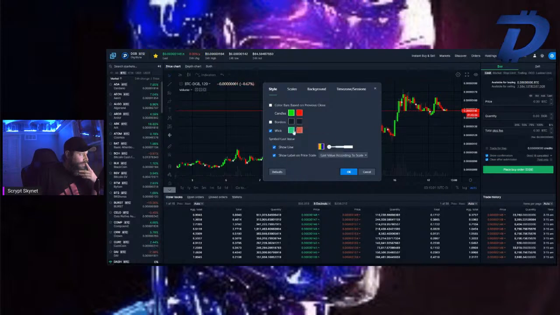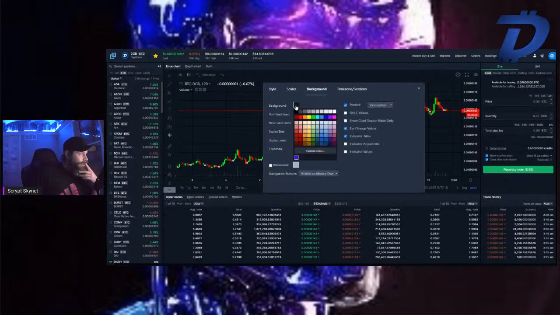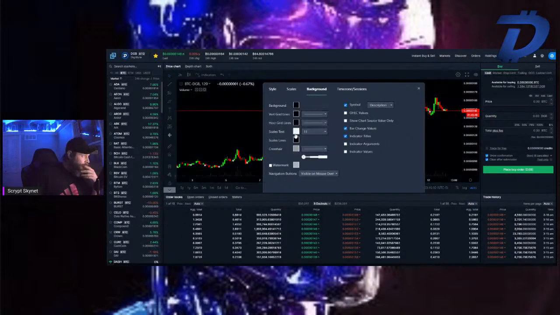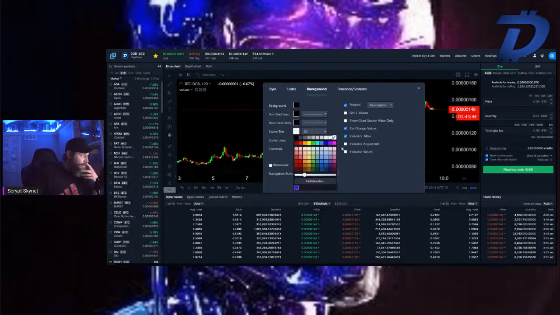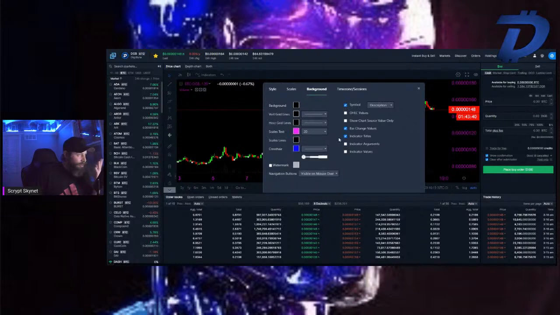Real quick, I'm getting faster at it, guys. And then the background black, right? Yeah. Of course, I want these so you guys can see them. And these are my script Skynet colors. Sorry if they look kind of off. Oh, oops, missed that one. There we go. Okay, back out of that.